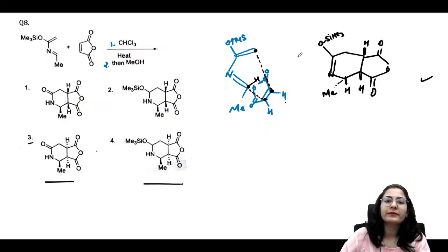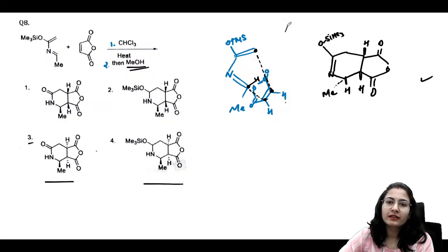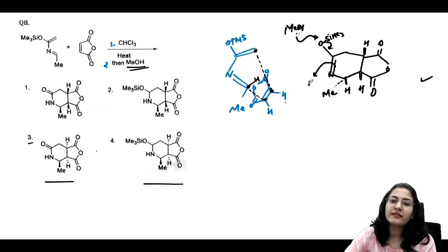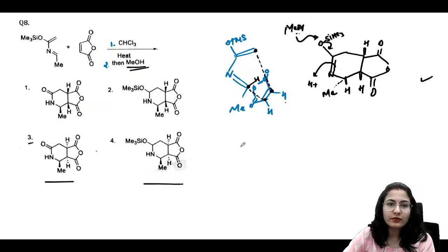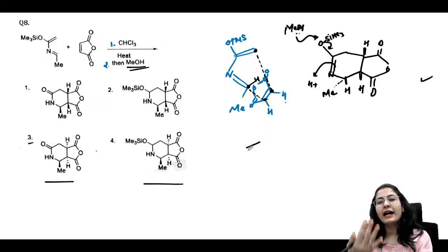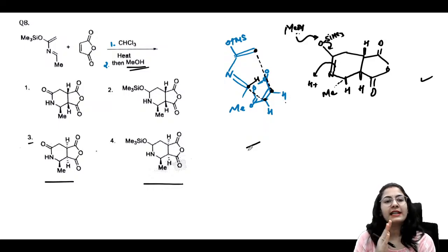What is happening? Look. What is methanol doing in the next step? Methanol is basically helping this group. It is going to attack over silicon. It is helping this group take away a proton. I think it's going to be methanol and a little bit of acid, because this reaction will happen only in the presence of acid. Hydrolysis of silyl vinyl ether.